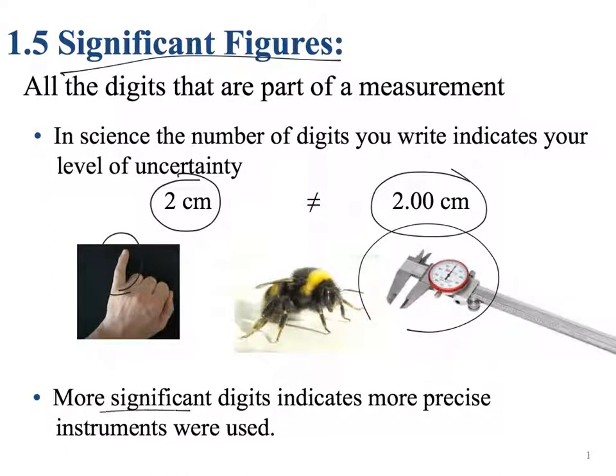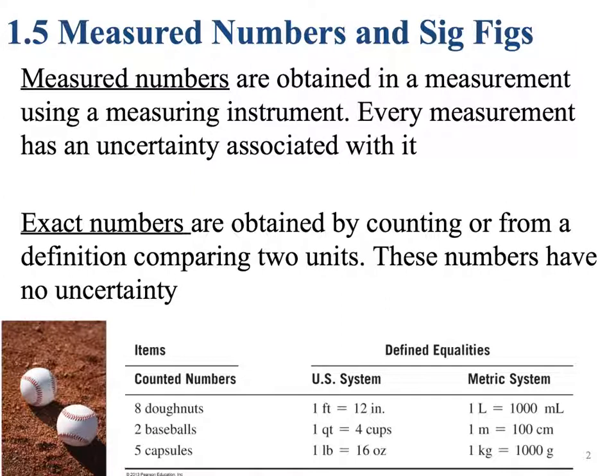The more significant digits that we use, the more precise the instrument that we use for that measurement. Measured numbers are obtained using a measuring instrument, and there is always an uncertainty associated with a measurement. Exact numbers are numbers that are obtained by counting, and these numbers have no uncertainty.